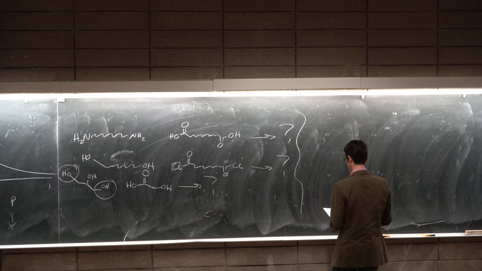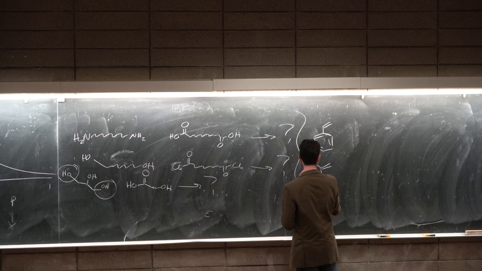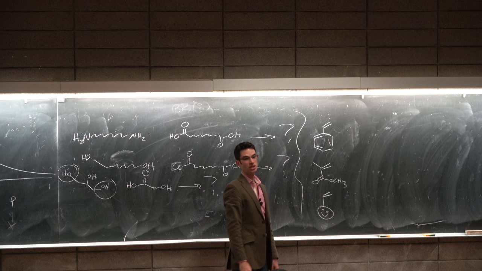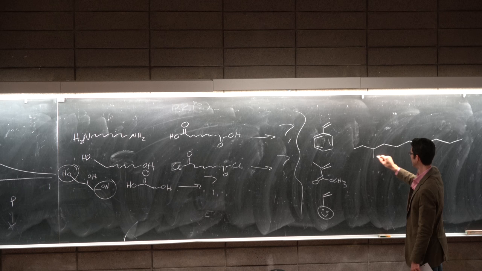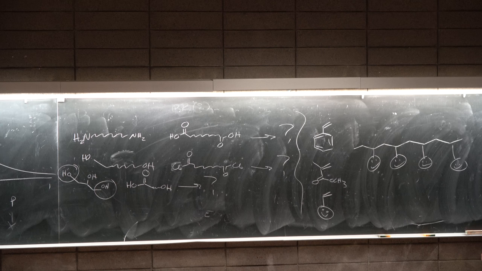In the case of vinyl monomers, where it could be styrene or methyl methacrylate or whatever, you always get the same product. You get a zigzag. You always get something that looks like this. And these proceed by chain growth.